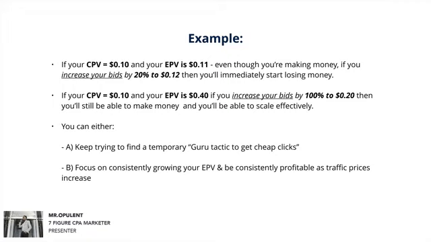So you can either, A, keep trying to find a temporary guru tactic to try and get cheap clicks. There's so many people talking about the new traffic hack to manipulate an algorithm to get cheap clicks. And yes, it might work, but it's not going to work long term, okay? Because the algorithms always get smarter, the platforms always figure you out, and as a result, you end up having a short-lived tactic, okay? Or B, you can focus on consistently growing your EPV and be consistently profitable as traffic prices increase, okay?